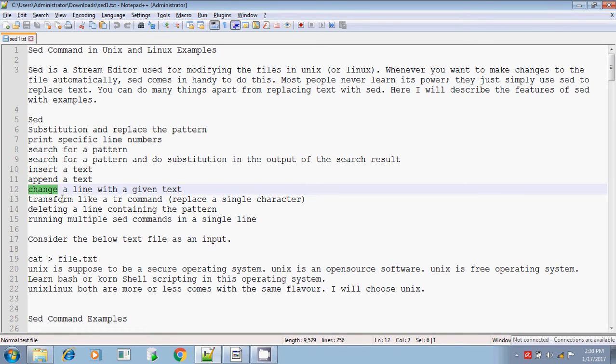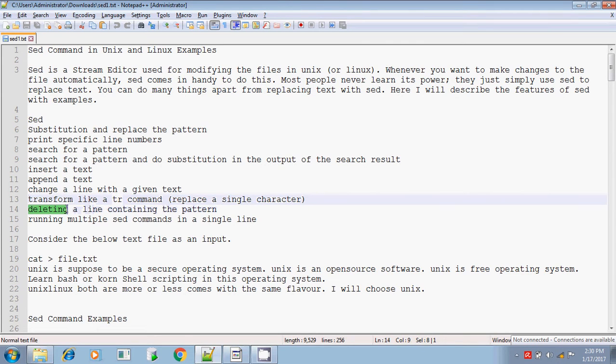And you can also do the transform, same as you are doing in the tr command. In the tr command, if you want to replace all the lowercase with uppercase and uppercase with lowercase, you can do the same in the sed command also. It will replace a single character, not the entire word. The entire word can be replaced in substitution, but a single character can also be replaced in the sed command.